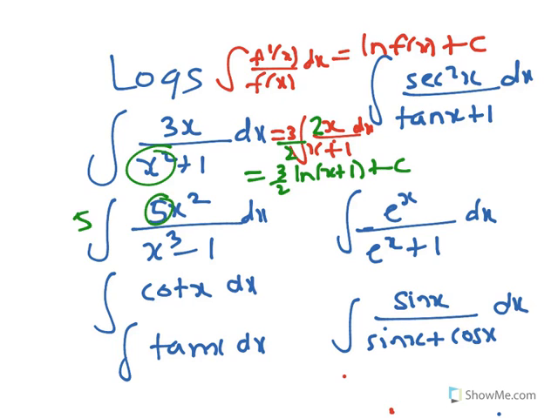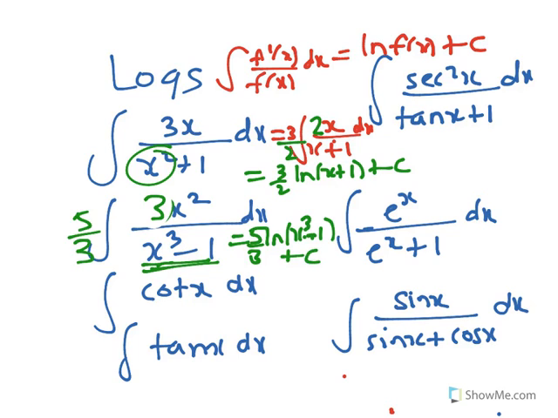Okay, so the 5 comes out the front here. The derivative of x cubed minus 1 is 3x squared, so that means that in front of here we need a 3. If we put a 3 in, we have to divide it out. So it's 5 over 3 ln x cubed minus 1 plus c.